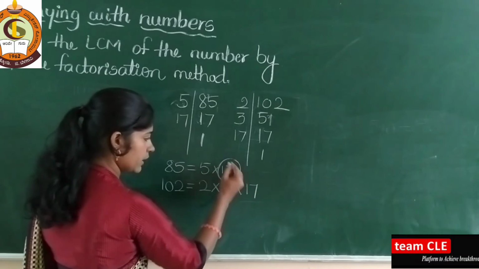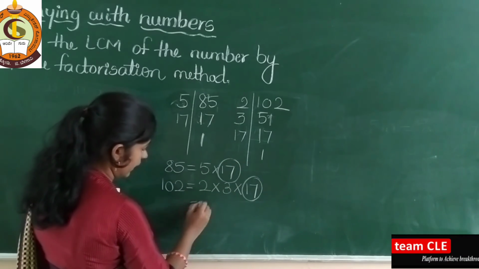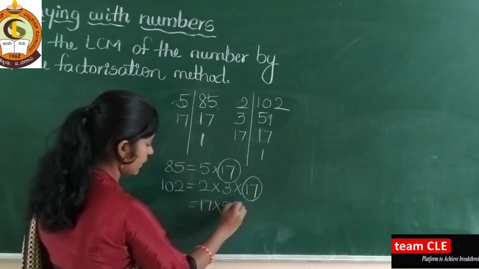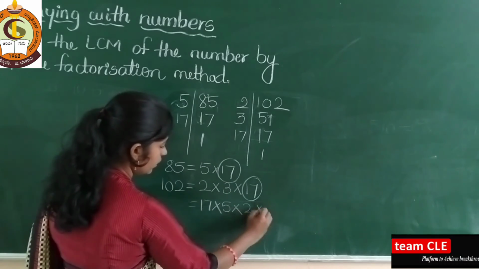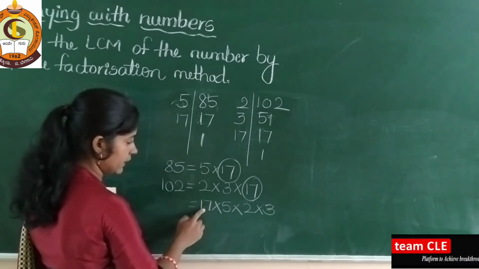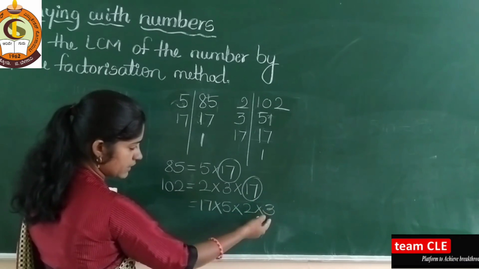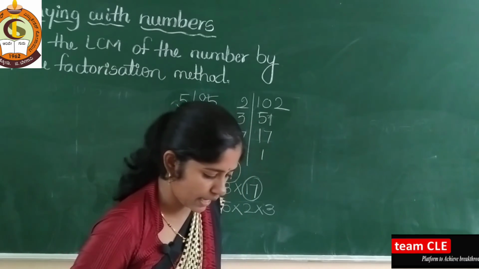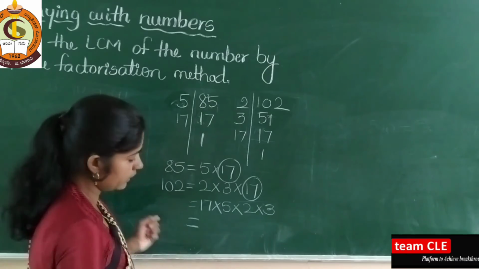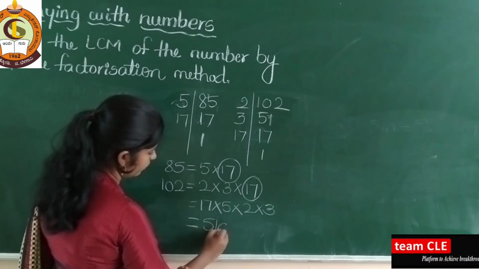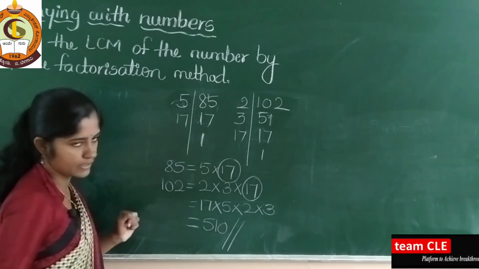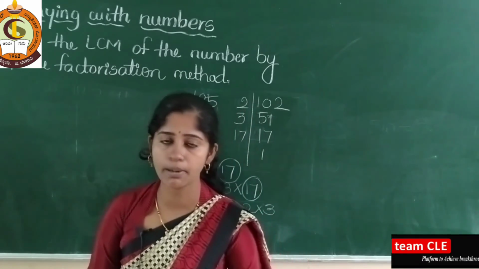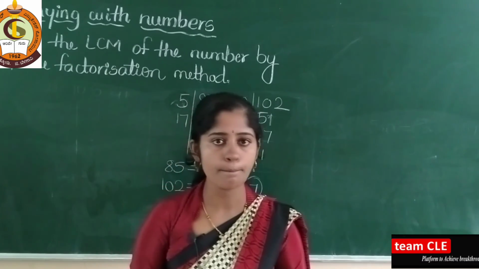So here common is this 17. Write 17 only one time. Next the uncommon terms: 5, 2, and 3. 17 only one time, 5, 2 and this 3. So after multiplying this, I will get the LCM as 510. So this is how you need to find the LCM of the numbers by the prime factorization method.